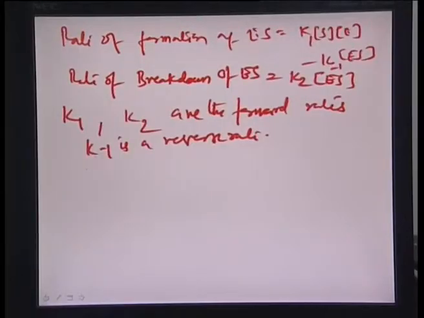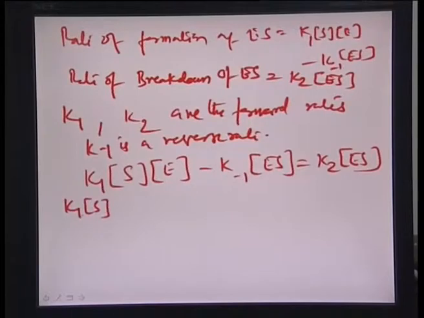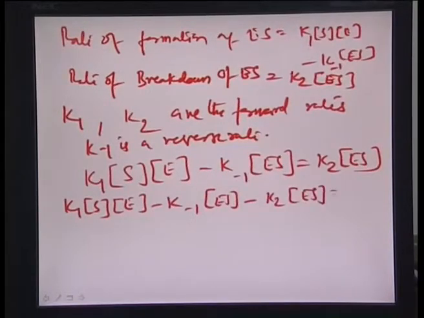And if we take that into picture, then we can say K1 times the concentration S, concentration E, minus K minus 1 times the concentration ES is equal to K2 times the concentration ES. Okay. And therefore, basically the different rates all put together, K1 S E minus K minus 1 ES minus K2 ES is 0. Let us call this equation 1 at this time.